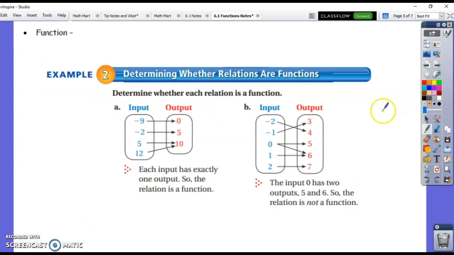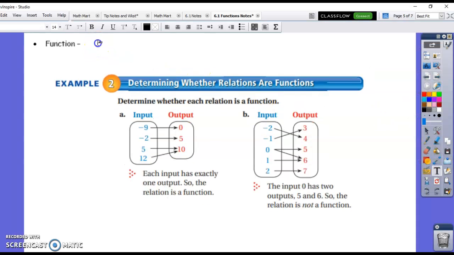Okay, let's take a look at what a function is. A function is a relation that pairs each input with exactly one output. And instead of writing that, I think I'm going to type it for you so you can actually see it. So it's a special kind of relation. So a relation that pairs each input with exactly one output. Okay, so each input can only have one output.